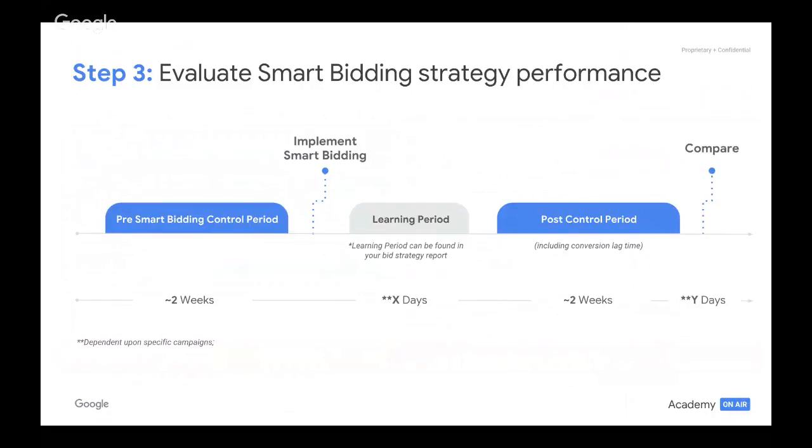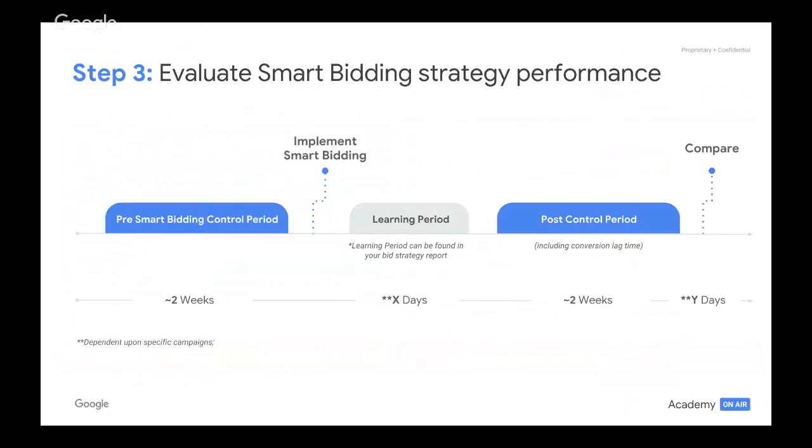So we'll have our pre-control period. That's 2 weeks of, let's say, the manual bidding that we're deciding we're going to work on, and we measure the impact in terms of CPA or ROAS in that time period. Then we'll implement our smart bidding strategy and allow the learning period to pass, which will be available in the bid strategy report. Once it's fully optimized and out of the learning period, we enter the post-control period. This is the 2 weeks that we're going to compare to the manual bidding 2 weeks that we did previously.